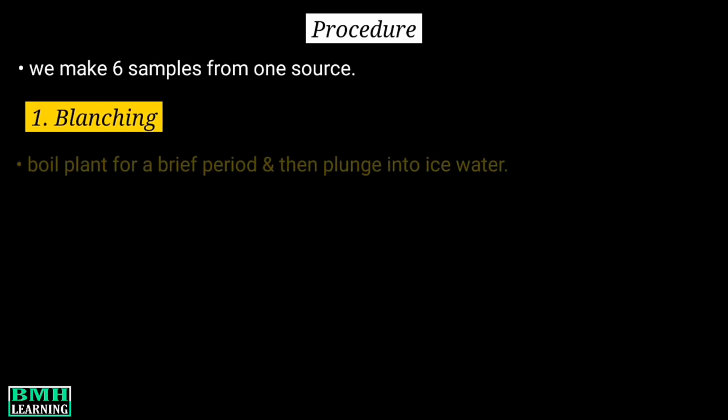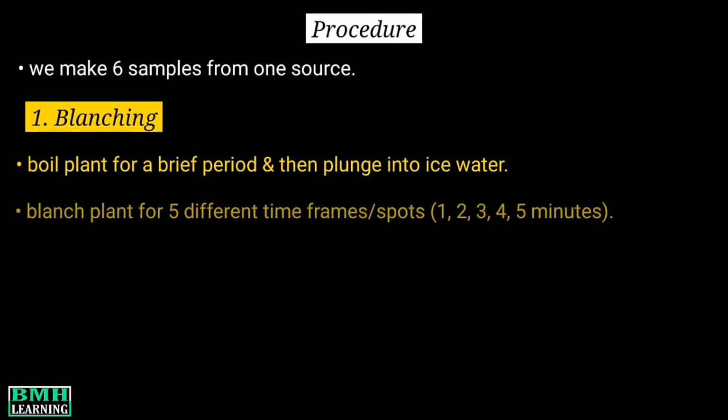Procedure: let's say we are going to make 6 samples from one source. That is, only one type of plant or vegetable we are using. First step is blanching, in which we boil the plant for a brief period and then plunge it into ice water. So we are going to blanch the plant for 5 different time frames. That implies blanching for 1 minute, 2 minutes, 3 minutes, 4 minutes and 5 minutes. That's why we are using 6 samples.